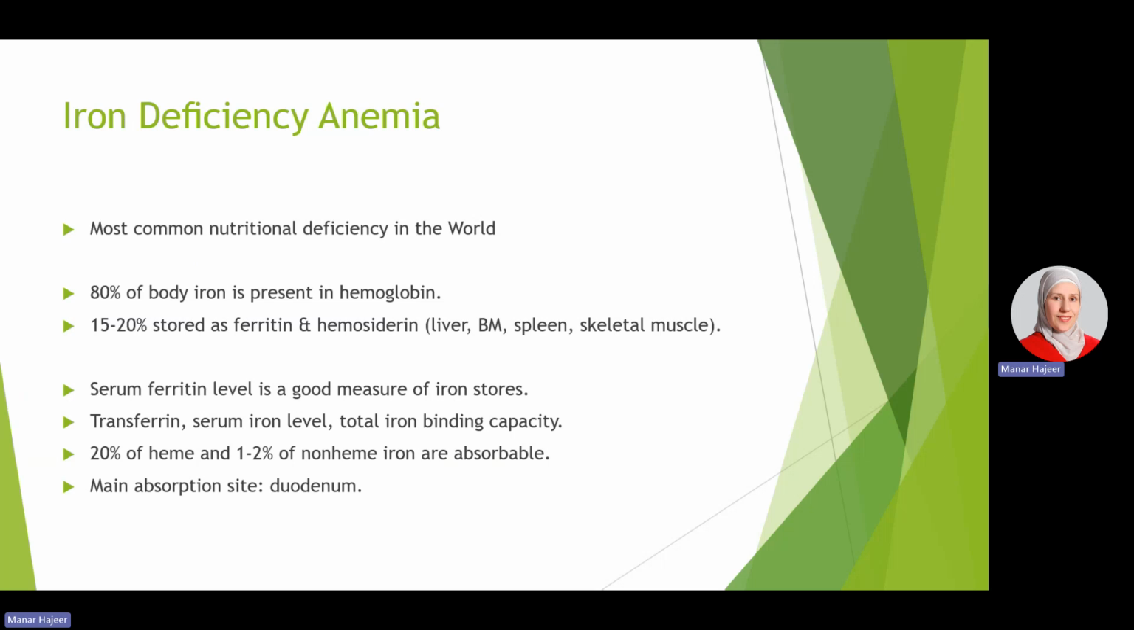Now, serum ferritin level, which is measured by a blood sample in the lab, is a good measure of the iron stores. Other measures of iron are called transferrin. It can also be measured in the blood, and it is the carrier of iron in the blood. So, iron is either free or bound to transferrin. Transferrin saturation also is a measure of the amount of iron, along with serum iron level and the total iron binding capacity.